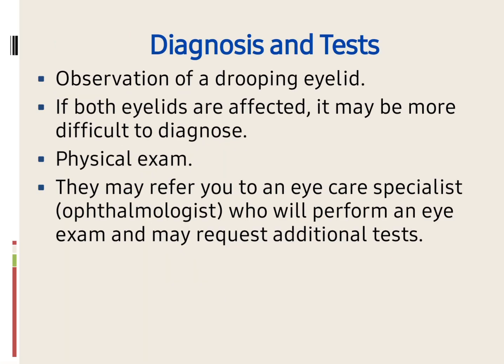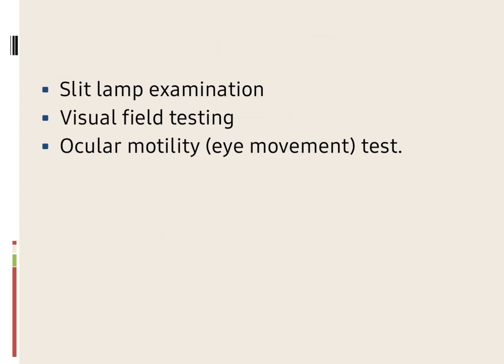So what are some of the tests that we can perform for us to be able to diagnose ptosis? Number one is observation of the droopy eyelid. If both eyelids are affected, it may be more difficult to diagnose. You also need to do some physical examination. Then if you do the examination and you find that the MRD1 is less than 4 to 5 mm, then you need to refer the patient to an ophthalmologist who will perform additional tests and assist the patient accordingly.